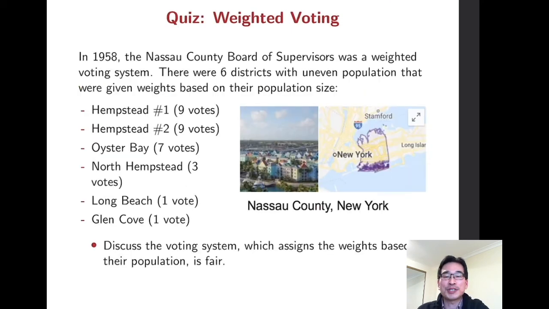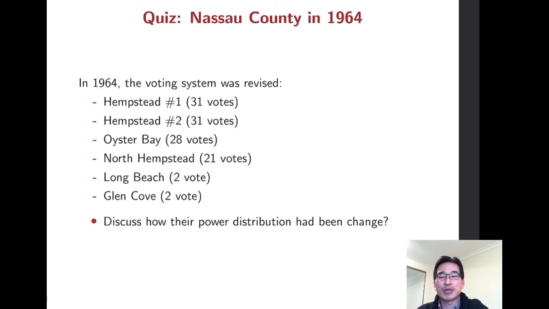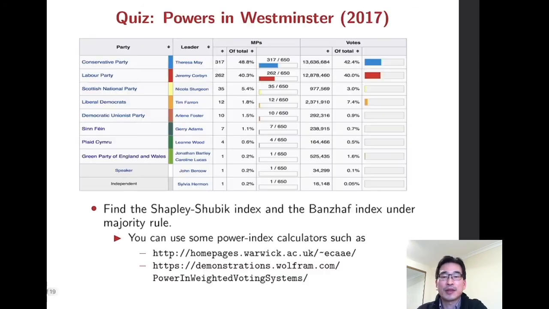So this quiz is about weighted voting. And it's a little bit of an old example, but it's very famous in political science. And this as well. And this is another quiz. You can find the power index in Westminster in 2017.